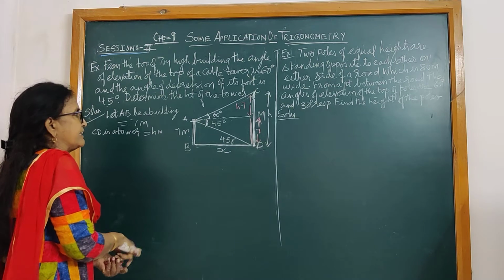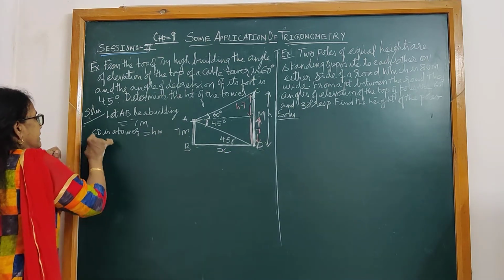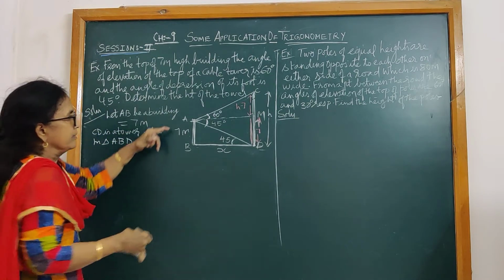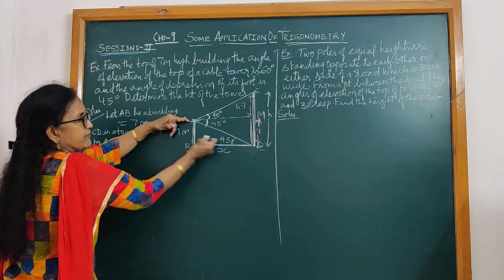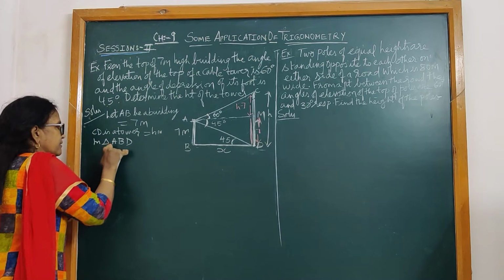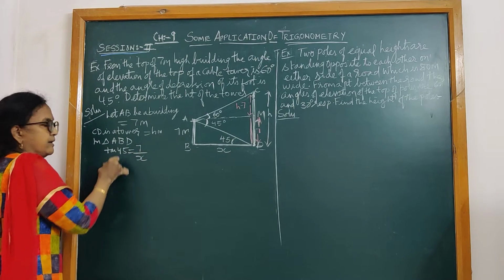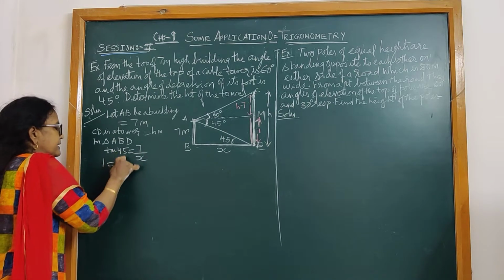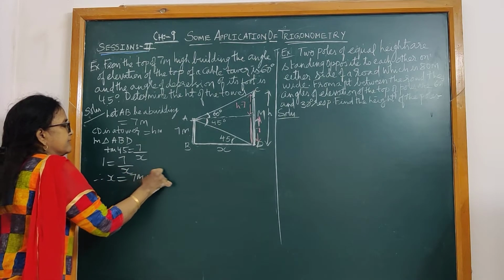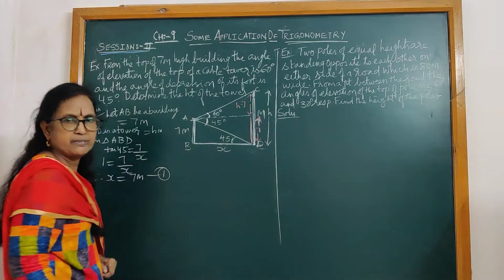Now we will solve the triangles. First we take triangle ABD. In triangle ABD, tan 45 is opposite upon adjacent. So tan 45 equals 7 upon x. Tan 45 is 1, so 1 is equal to 7 upon x. Therefore, x is equal to 7 meters. This is your equation 1. So we got the distance, that is 7 meters.